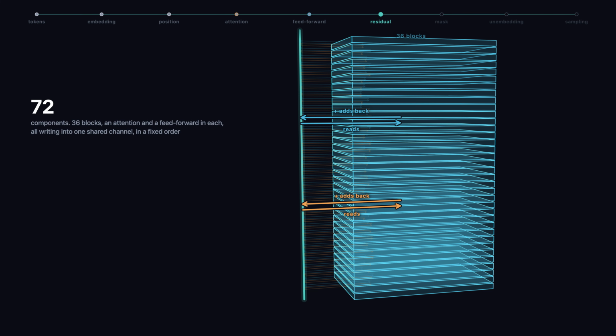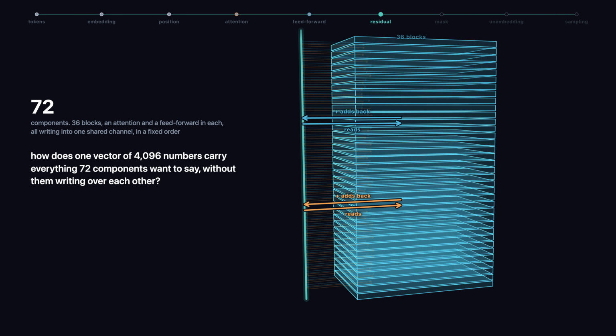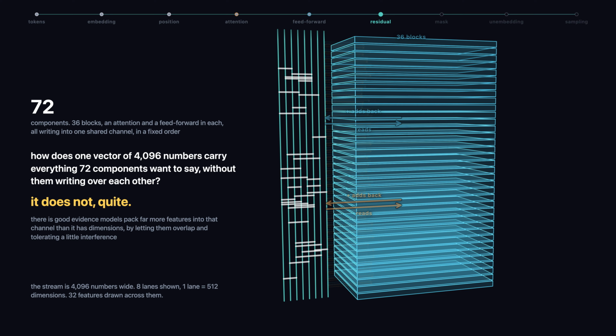It also means every block is reading whatever every previous block wrote. 72 components, all writing into one shared channel in a fixed order, which raises an obvious question that took the field an embarrassingly long time to take seriously. How does one vector of 4,000 numbers carry everything 72 components want to say, without them writing over each other? The short answer is that it doesn't, quite. There is good evidence that models pack far more features into that channel than it has dimensions, by letting them overlap and tolerating a little interference.